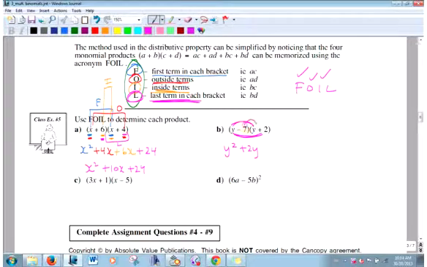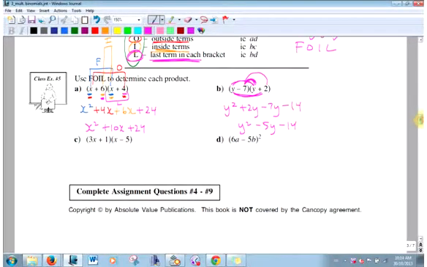Inside, negative 7 times y, which is minus 7y. And then last, negative 7 times positive 2 is minus 14. Okay? Any questions on that? Can I collect a couple? First of all, do I have 4 terms? Yes, I do. Negative 2 minus 7 is minus 5. Don't worry, I'll do the other 2.